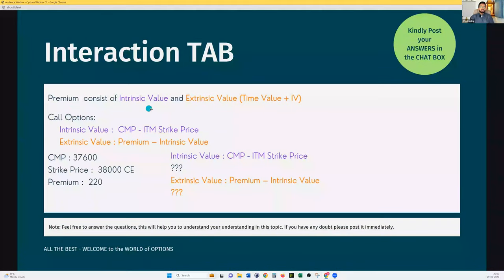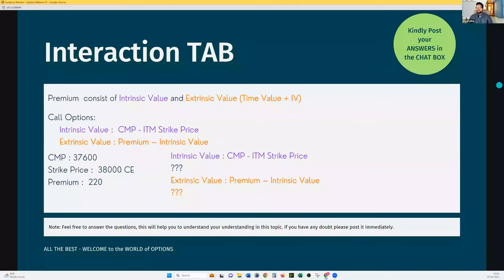Good. Now you guys are going to calculate the intrinsic value. Come on, guys, make it fast. Okay, I got one answer. What is the intrinsic value? Come on, guys, calculate it quite fast, fast, fast.